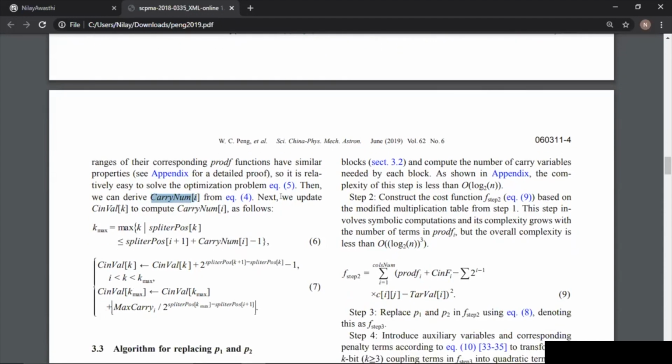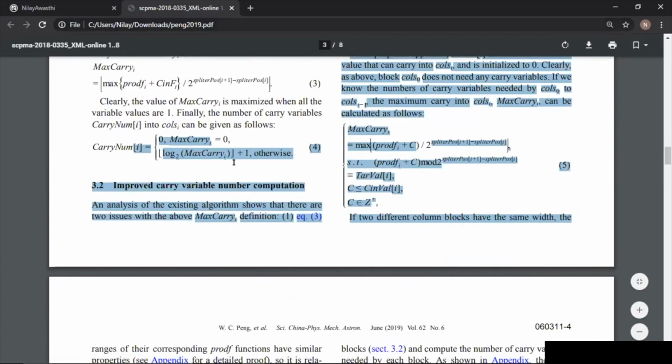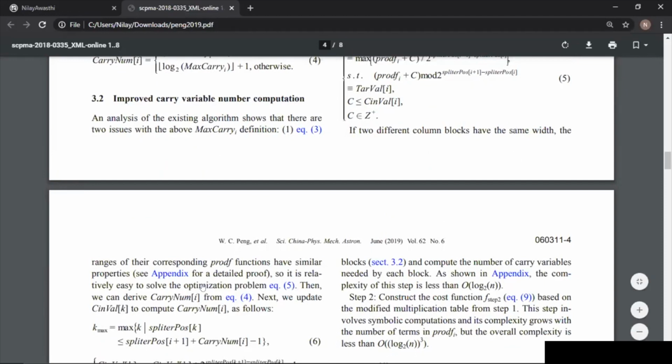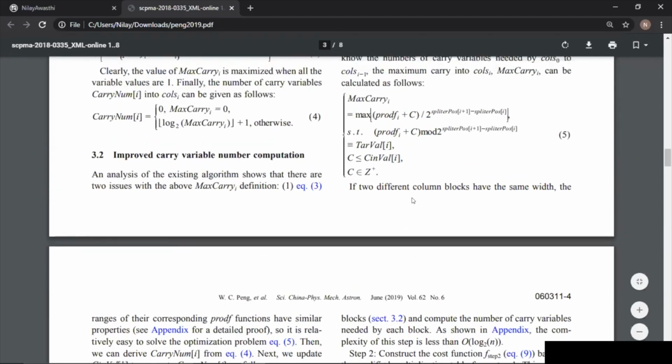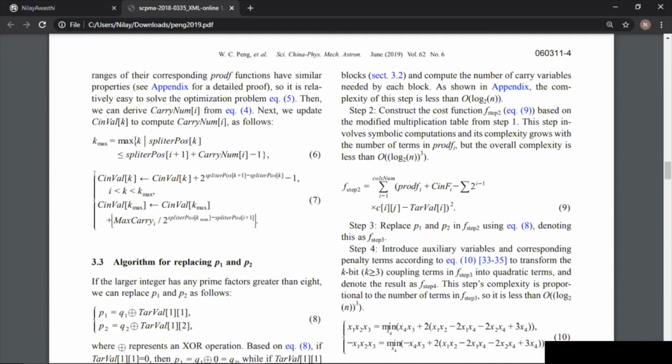Then they updated, from equation 4 over here, the C in value, that is the incoming value of the carry, to compute the carry num function. So we know the value we have got over here, and we put it in the maximum carry function. Then we calculate k max, which is nothing but the number of bits required over there. Then the C in value gets updated: C in is equal to C in plus the additional term coming up.